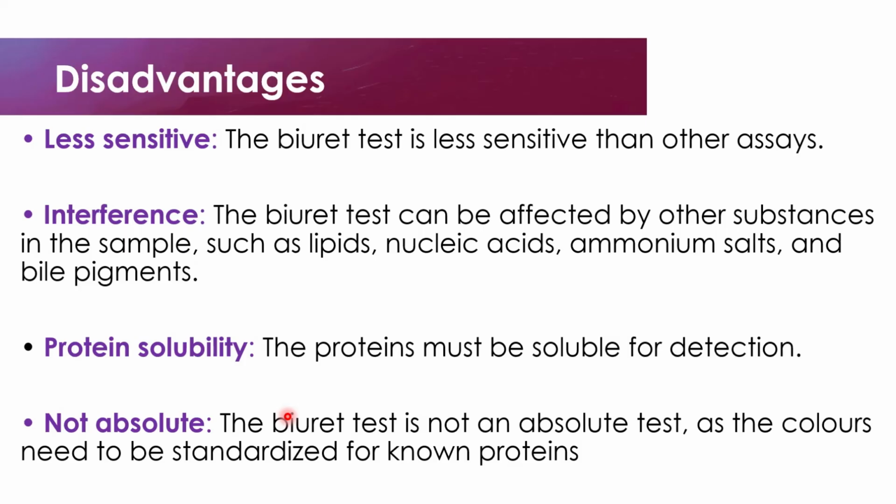Now let's look at the disadvantages or the limitations. One, it's less sensitive. The Biuret test is less sensitive as compared to other assays. It also has interference. Over here, we have to note that the Biuret test can be affected by other substances in the sample, such as lipid, nucleic acid, ammonium salts, and biopigment. So these are all some of the interference that limits the Biuret test.